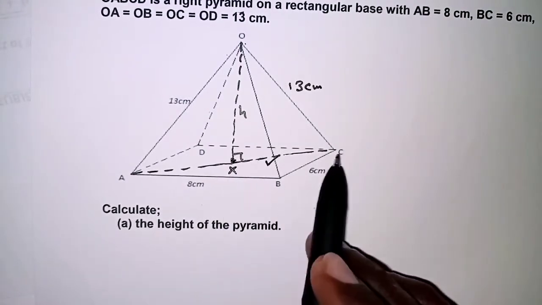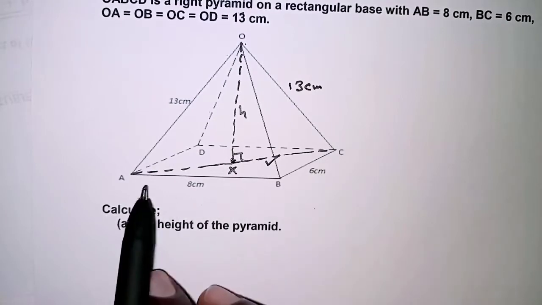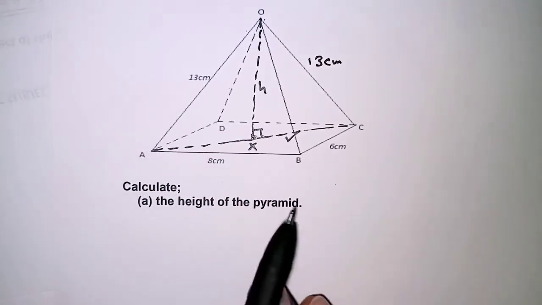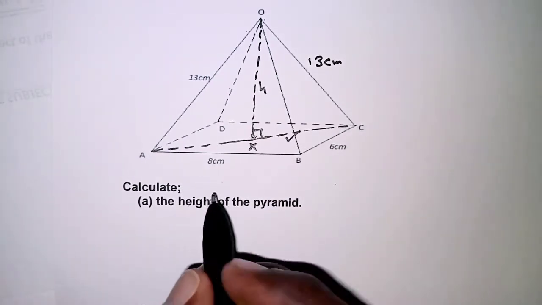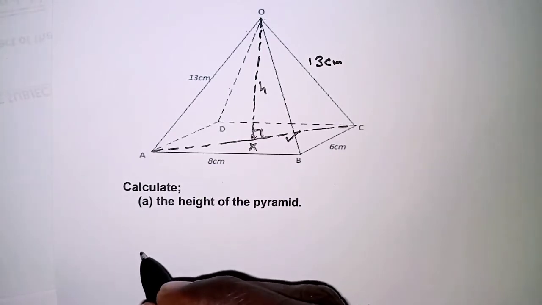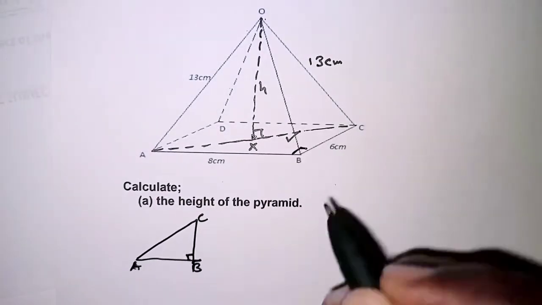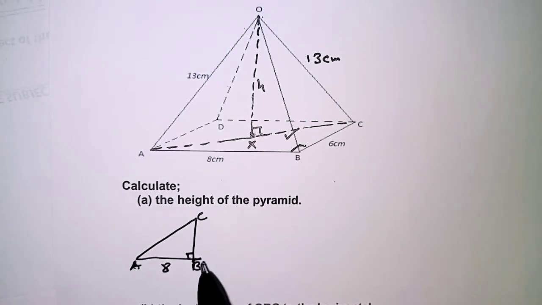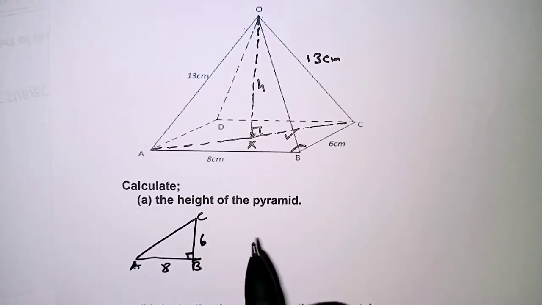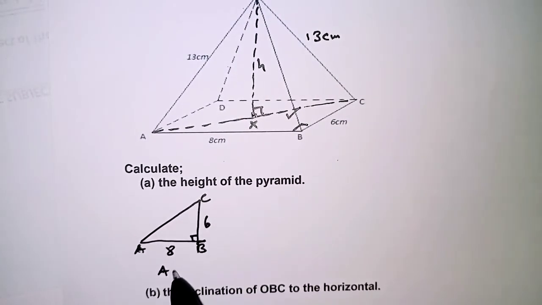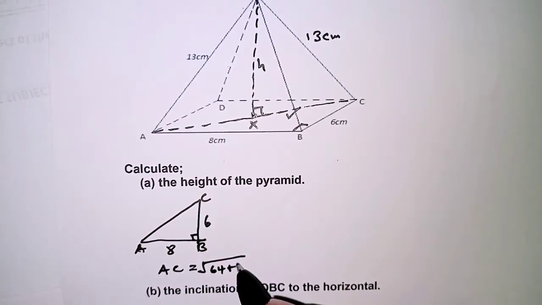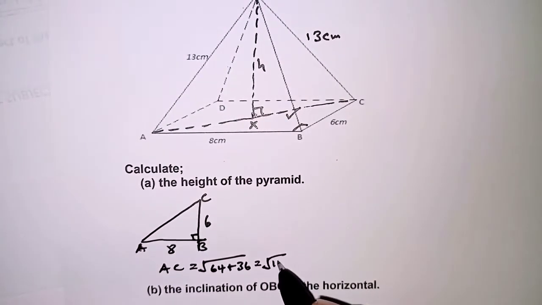The base of the triangle, XC, is part of AC. AC lies on triangle ABC on the base. So first let's get the size of AC. We will extract triangle ABC. Here is 90, and AB is 8 centimeters, BC is 6 centimeters. Using Pythagoras Theorem, AC is the square root of base squared, that is 8 squared, which is 64, plus height squared, that is 6 squared, which gives us 36, so we have root 100, and that is 10.